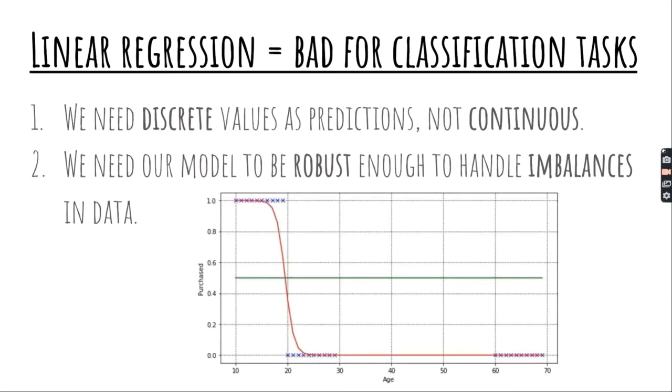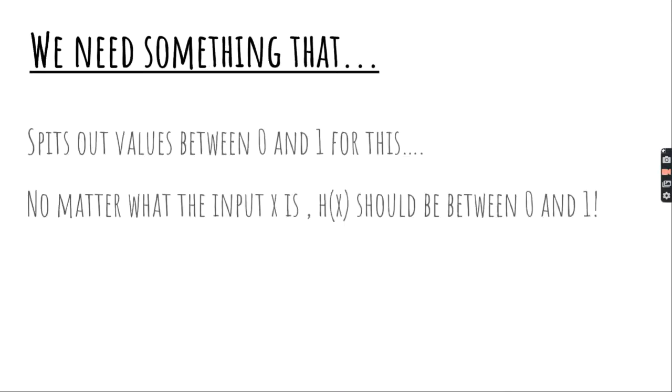So the two things that we know for sure now are that we need discrete values, we don't need continuous values, and secondly, our model should be able to handle imbalances in data. That's why linear regression is not really good for classification tasks.